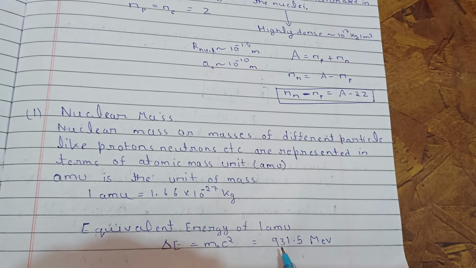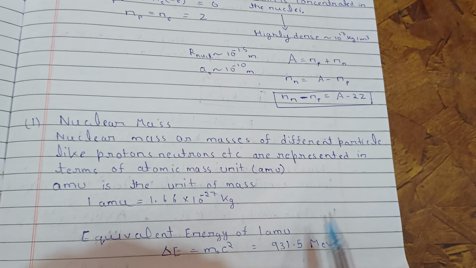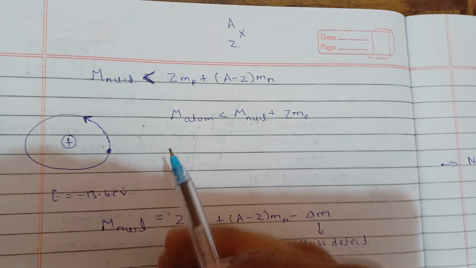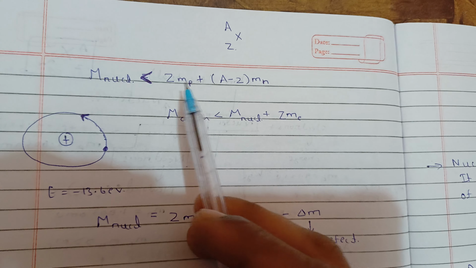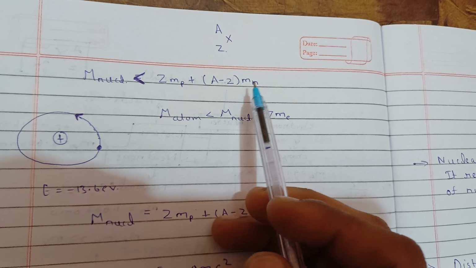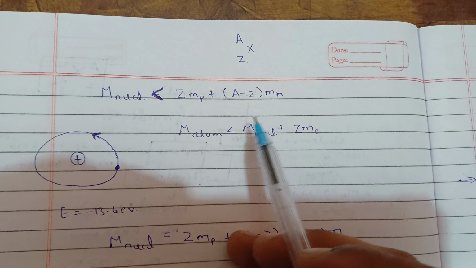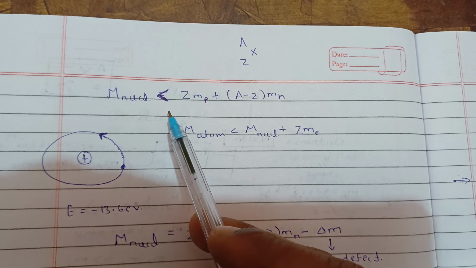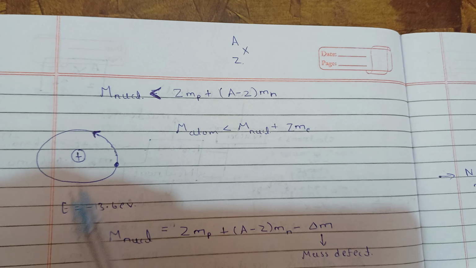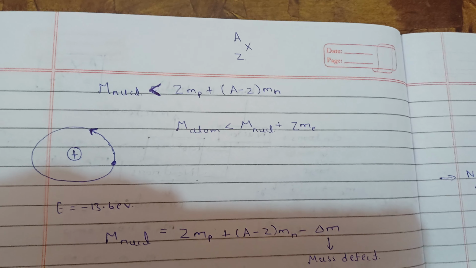This mass is equivalent to this energy. So you must remember this difference also. Now, see, normally we say that the mass of nucleus equals the mass of protons plus the mass of neutrons, which would give you the total mass of the nucleus. But this is not the case inside the nucleus. The mass of the nucleus will always be less than the total mass of protons and neutrons combined. See why it is so.